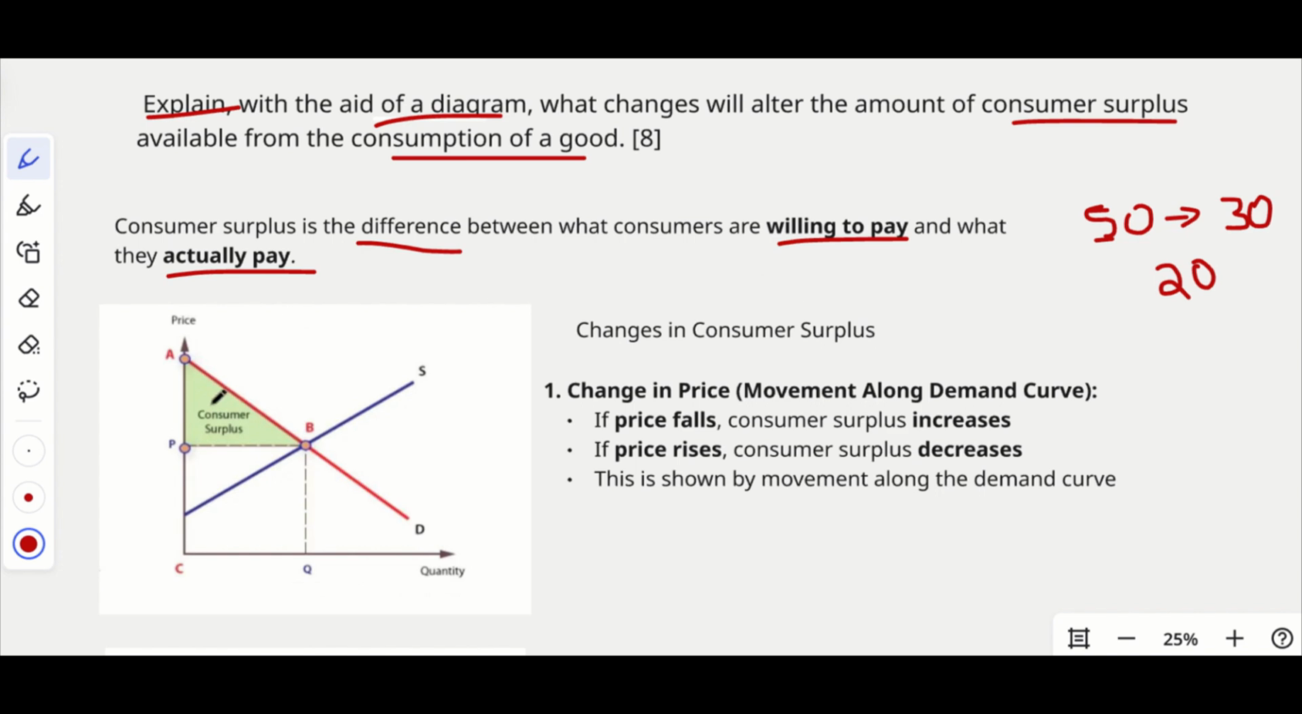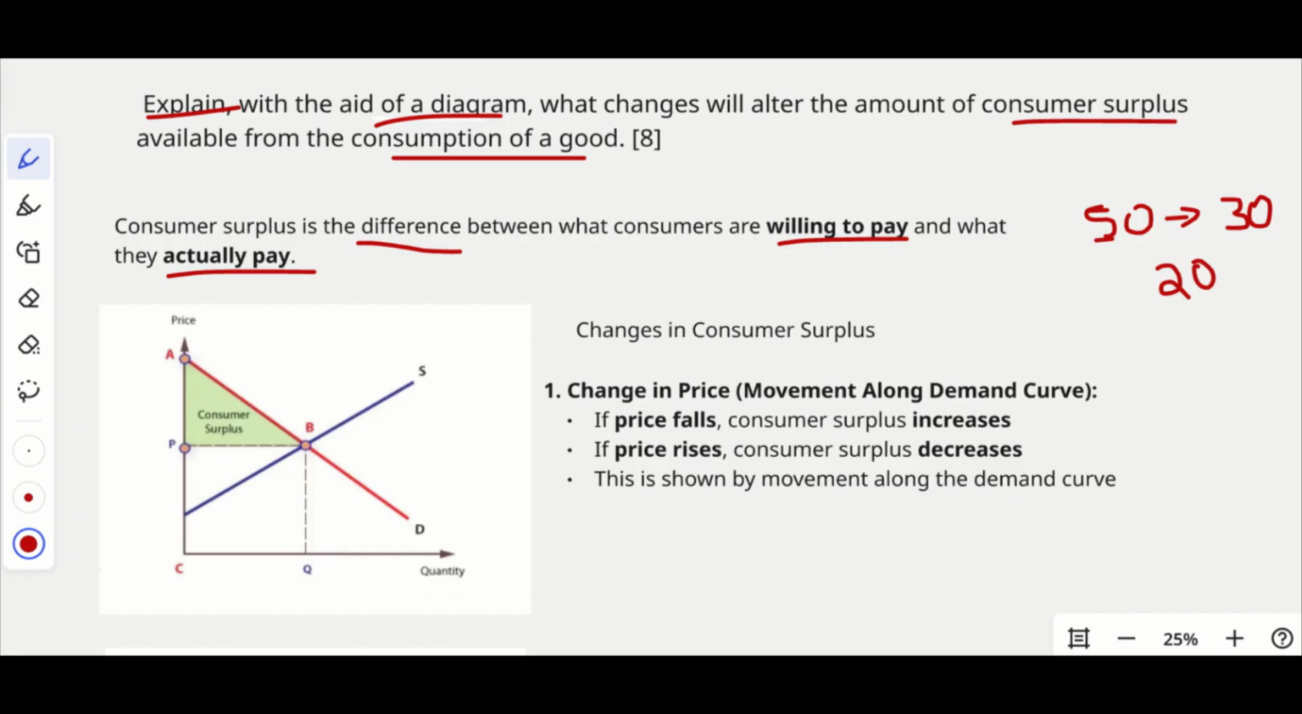When you check the diagram, you can see this is the equilibrium price. P is the equilibrium price, right? I'm willing to pay a maximum up to the point A, but what I'm actually paying is P. So this will be my consumer surplus. It is the difference between what consumers are willing to pay and what they actually pay.